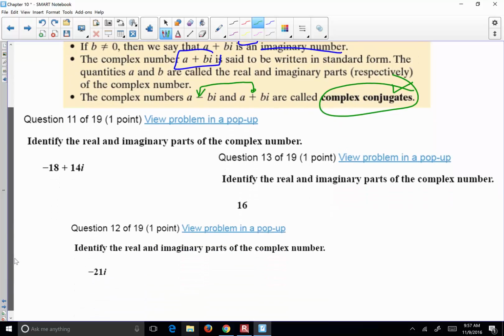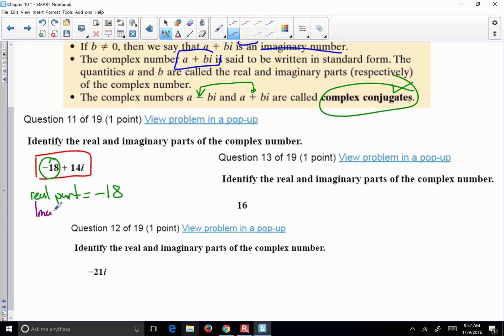All right, our first 3 questions are about recognizing the real and imaginary parts of a complex number. Again, this is called a complex number, but a complex number consists of 2 parts, real part and imaginary part. So which part of this is called real? Anyone? Negative 18. So this is the real part.